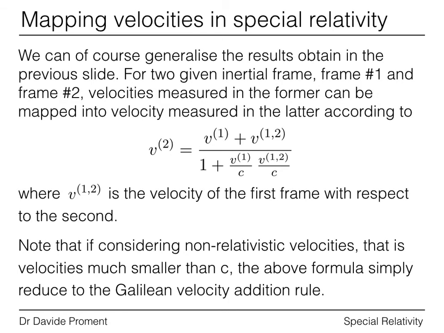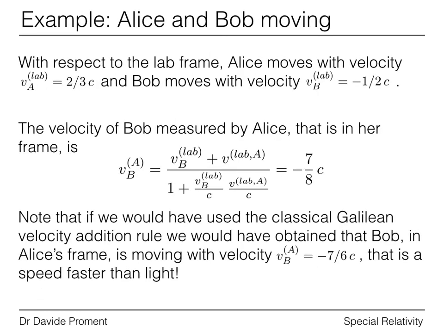The formula that we obtain is general and tends to the velocity addition in classical mechanics, that is the one following Galilean transformations, for velocities between the frames that are negligible compared to the light speed. We finally discussed an example of this formula.